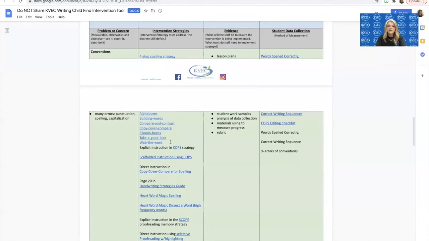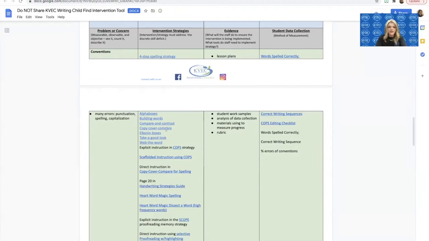So after you have implemented the strategy, then you look at your evidence. This is what you have documented that proves that you have implemented intervention for that student. Then we move over to the student data collection. These are tools that you can use to help progress monitor your students, help you gather that data to help you determine if your student is making progress.